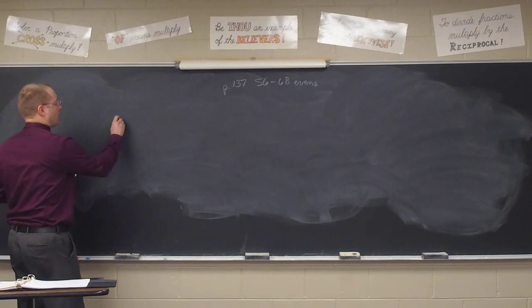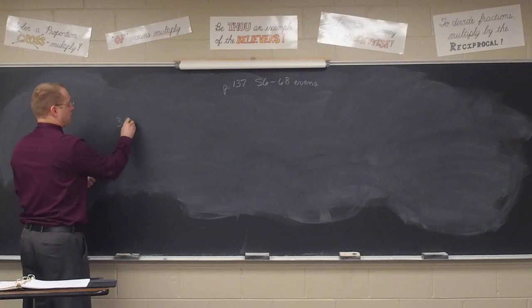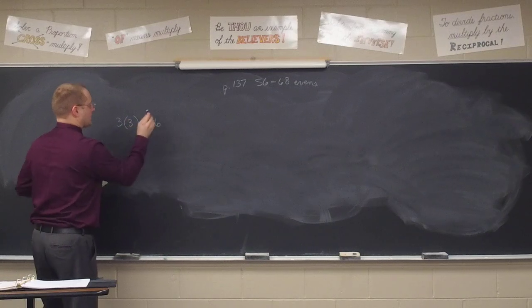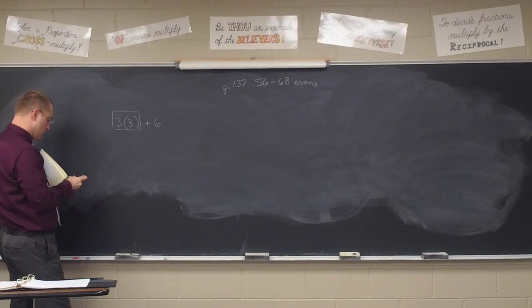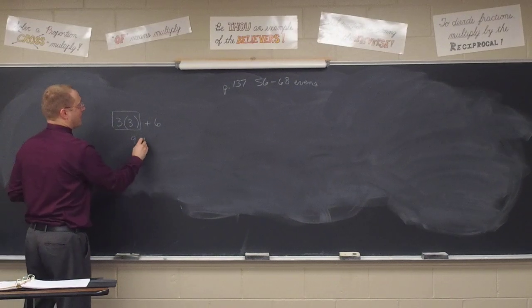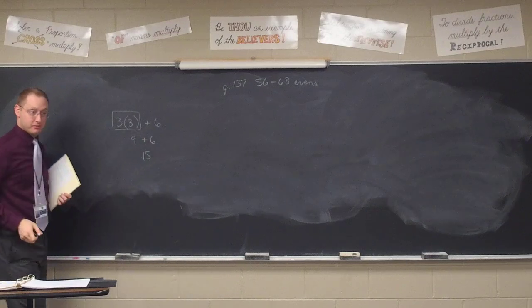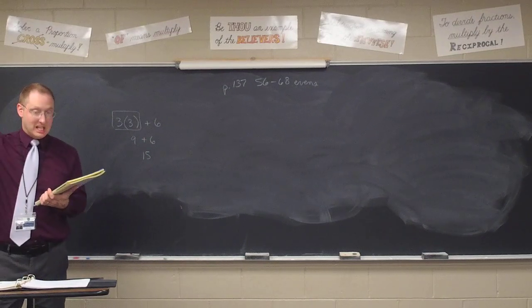So the key here is write 3 times, and instead of x, put 3, and then plus 6. What do I have to do right here, Ben? Multiply. To get? 9. And then 9 plus 6 is 15. Looking at number 58, does anyone need to see 58?